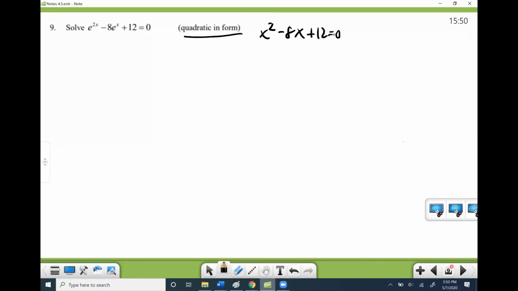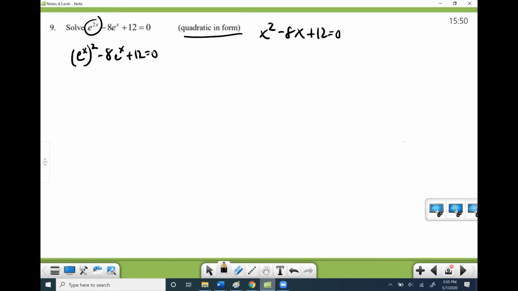That's a quadratic. Okay. So this is e to the x squared, this first term. Because remember we said when you have an exponent on an exponent, you just multiply those two by each other and that would get you 2x. Okay, so that's the only thing I'm going to change. And I just had to make that one little change because I'm going to make a substitution here.